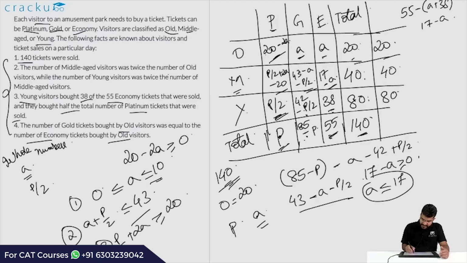So if you look at it, old people buying platinum tickets is 20 minus 2A. This is told to be equal to middle-aged people, P by 2 plus 2A minus 20. If you simplify this, it will become P by 2 plus 4A is equal to 40, or P is equal to 80 minus 8A.